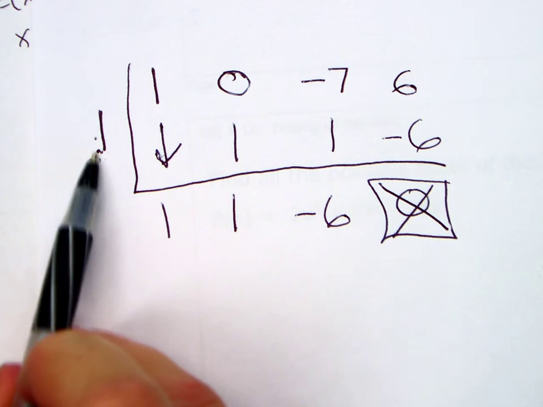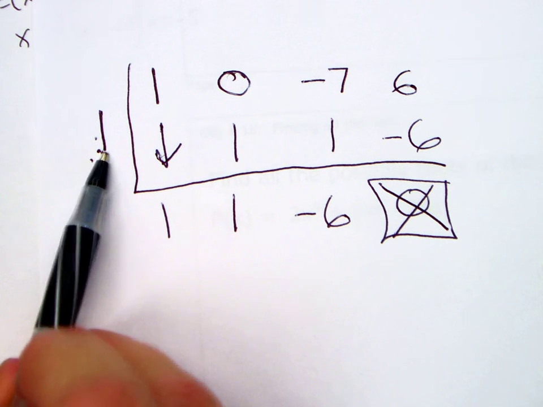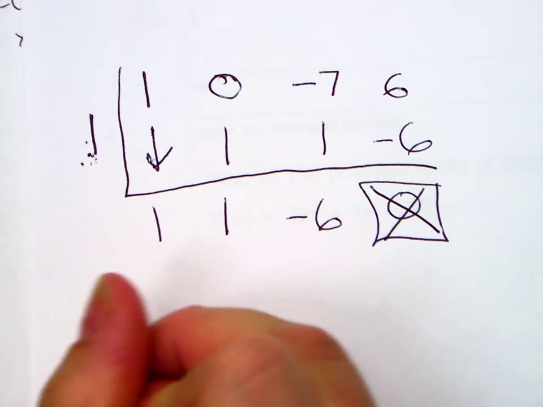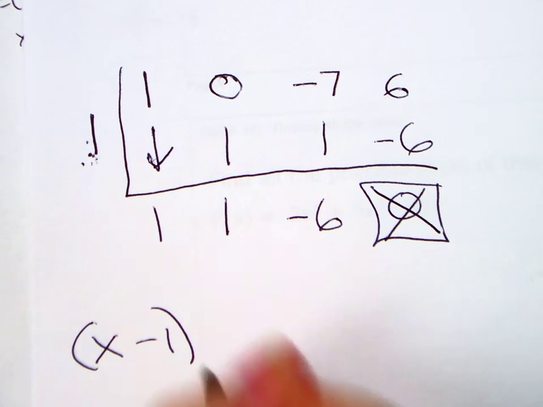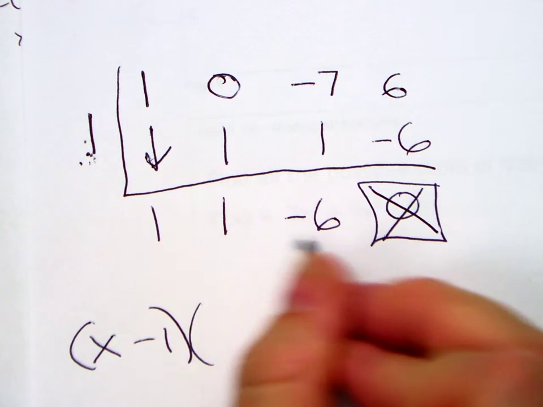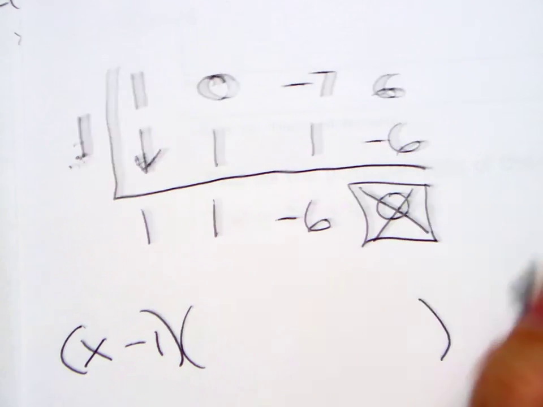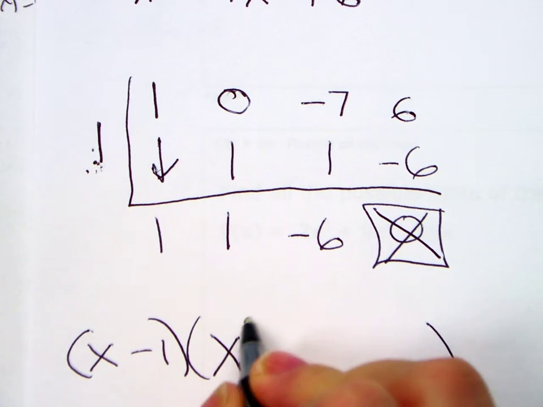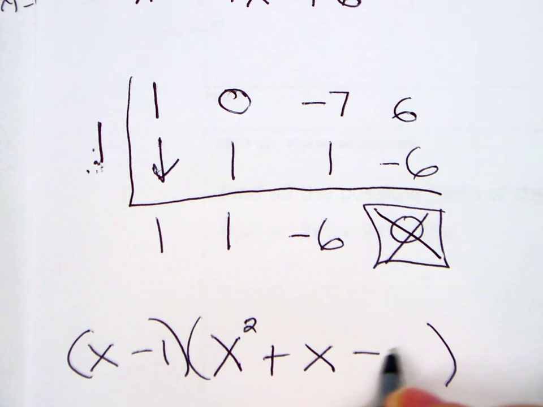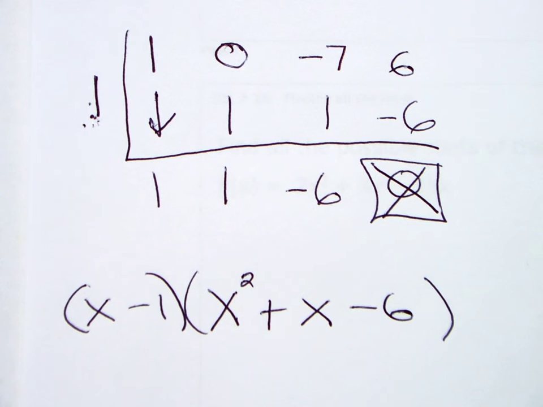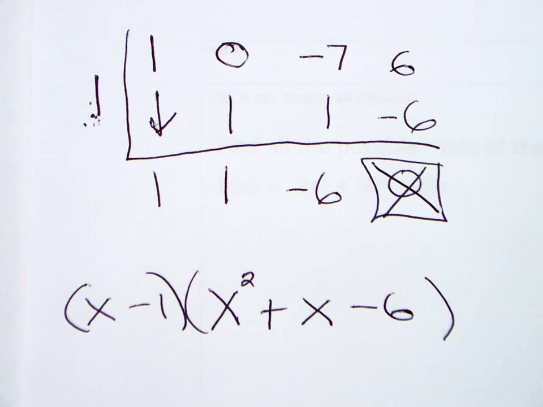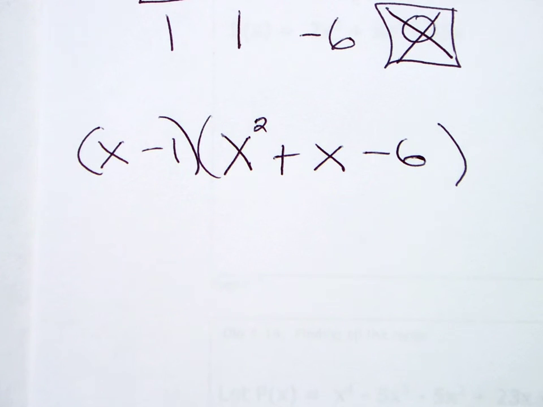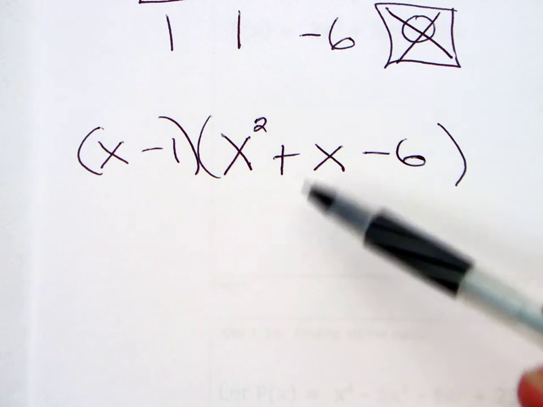Now, if this is a 1, what's its factor? It's x minus 1. So x minus 1, and then what did we get when we divided? Remember, it was x cubed, so it goes down to x squared plus x minus 6. So we just used synthetic division, and we got it on the first shot, which is exciting because that doesn't always happen. We just picked a number, and it worked.